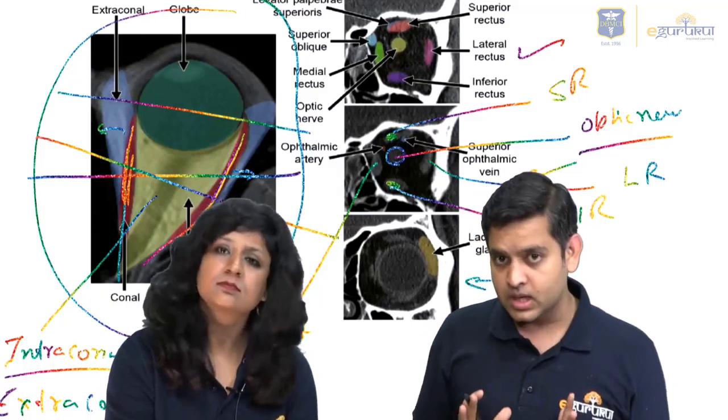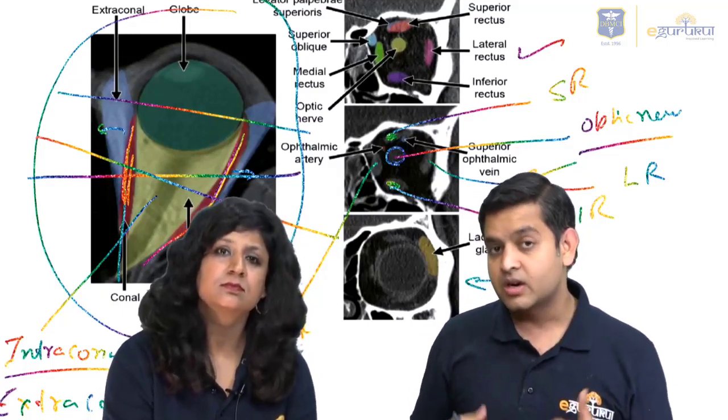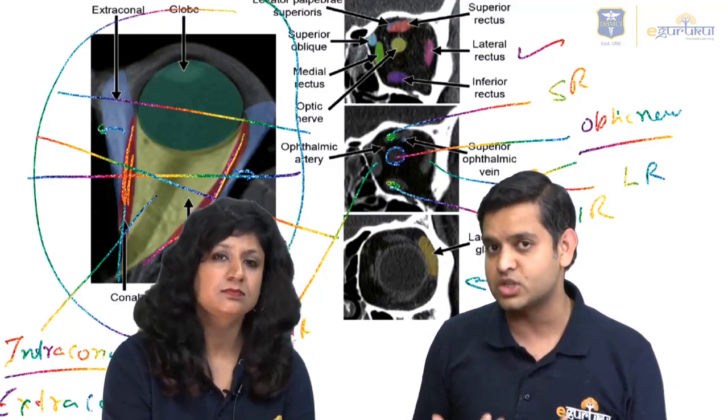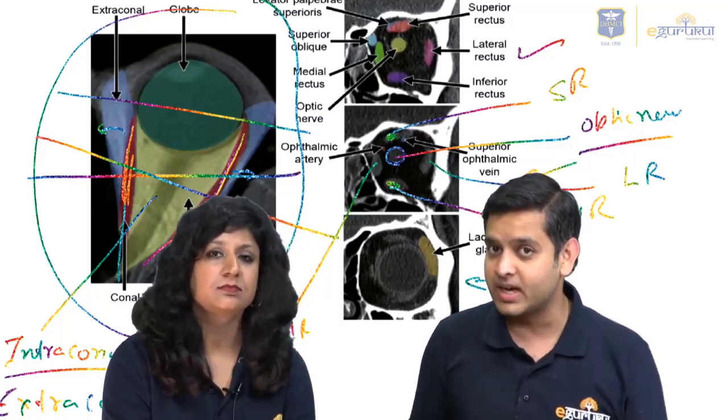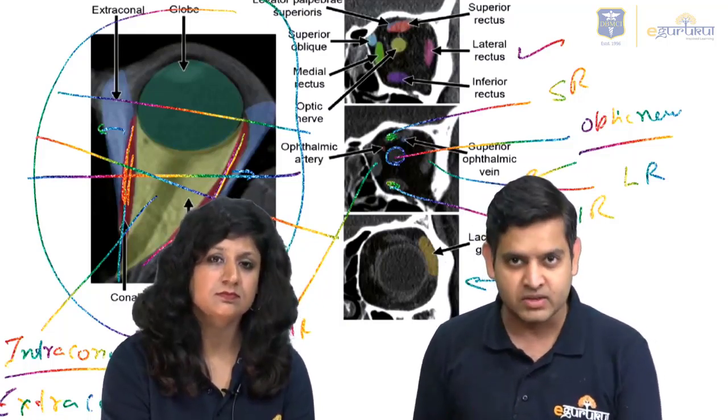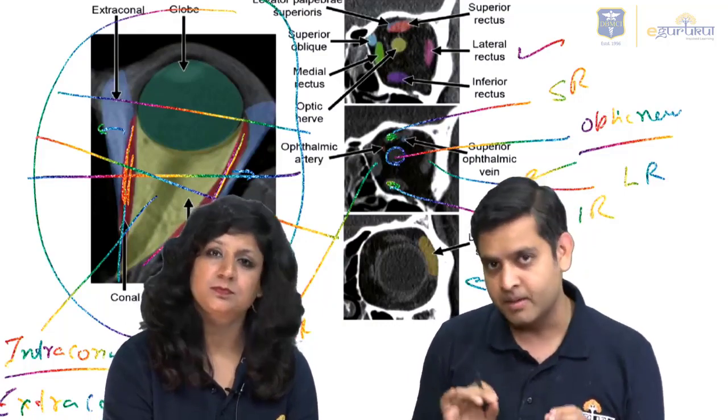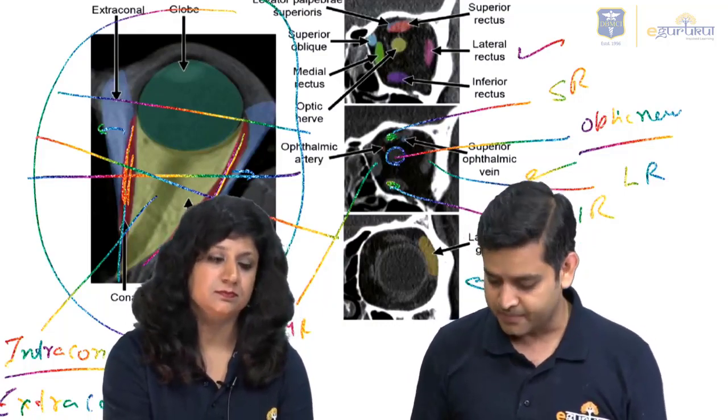Now that we know the basic anatomy on a radiological section, let us go to the individual tumors: what could be there, what would be the clinical presentation of each, and what will be the radiological impression of that, which will help us in the exam.